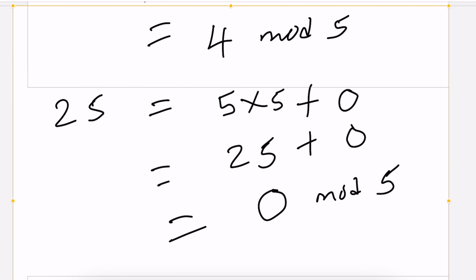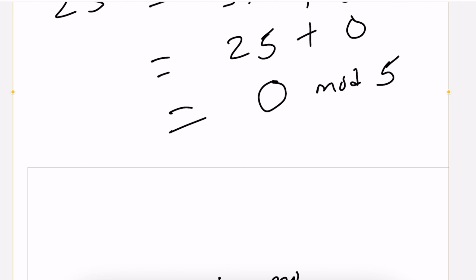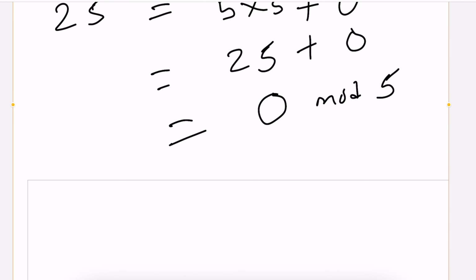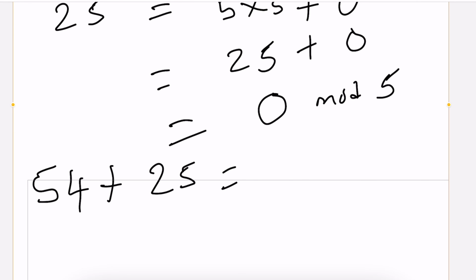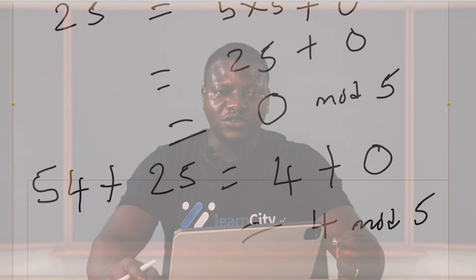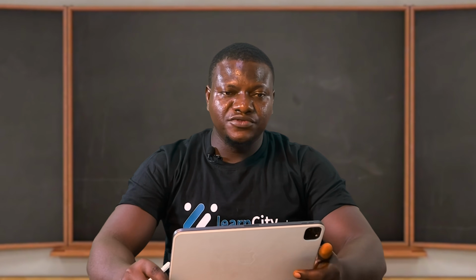So now we find the addition of 54 and 25 in mod 5. Our 54 in modulo 5 is 4, plus our 25 in modulo 5, which is 0. If I add this together, it gives me 4 mod 5. So my answer is 4 mod 5. That is how to find the addition in any given modulo.